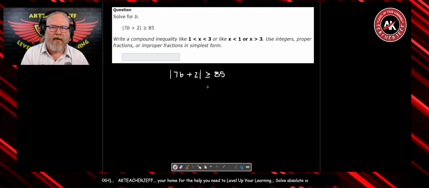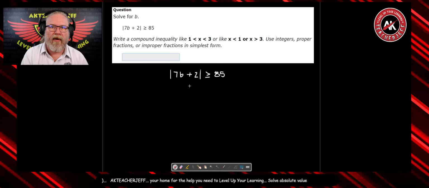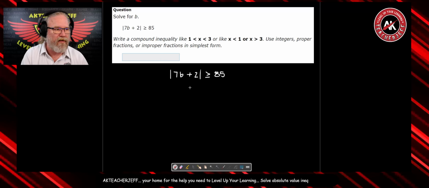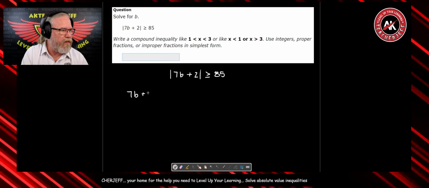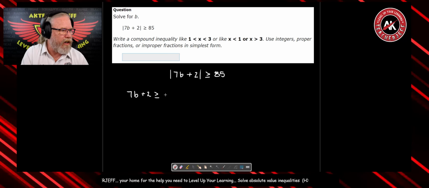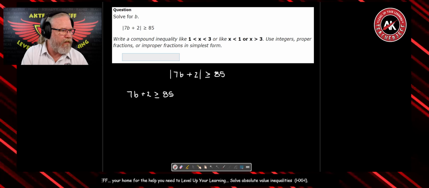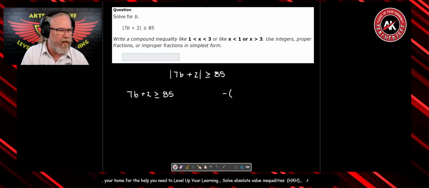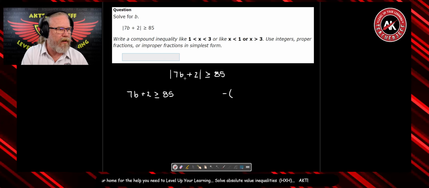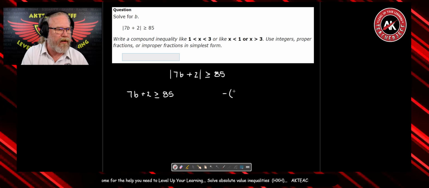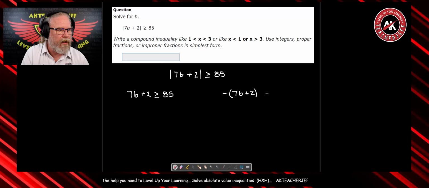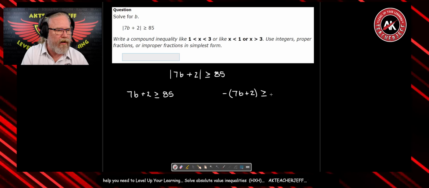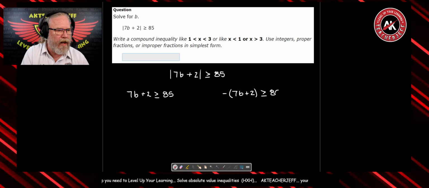Well, let's follow that process. Make a positive and a negative form of what's inside of the absolute value symbols. So we'll do the positive form on the right, 7b plus 2, greater than or equal to 85. And then we'll do our negative form of it over here. Put what's inside the absolute value brackets into the parentheses. Negative (7b plus 2), close that parenthesis, greater than or equal to 85.